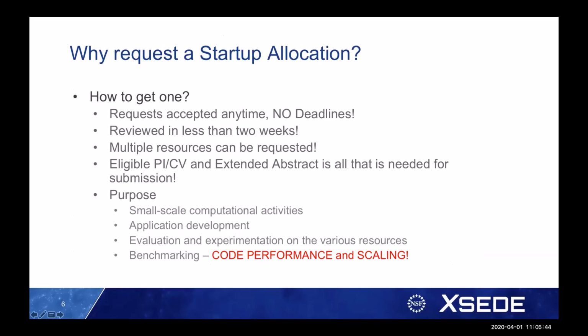Why request a startup allocation and how to get one? These requests can be accepted anytime. There are no deadlines. They're reviewed in less than 2 weeks. Multiple resources can be requested. The whole portfolio of XSEDE allocated resources is available through startups. To be eligible, an eligible PI with a CV and an extended abstract is really all that's needed for a submission.